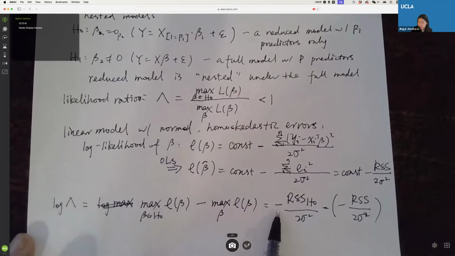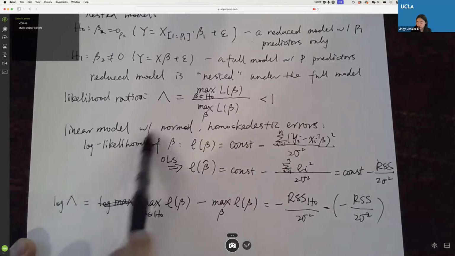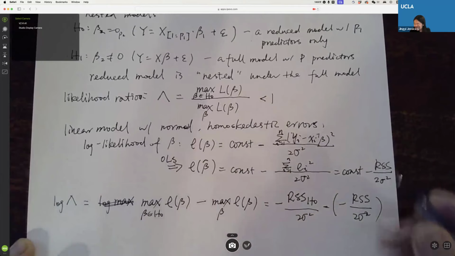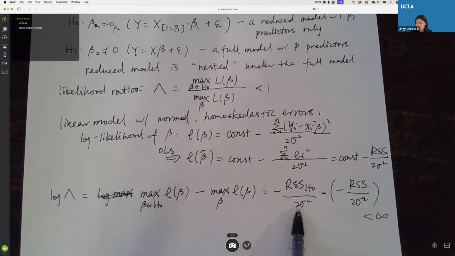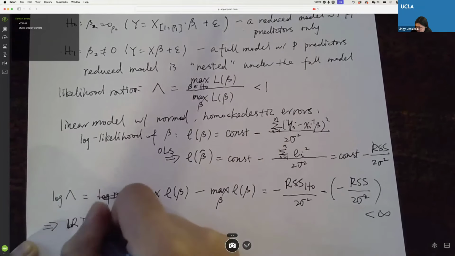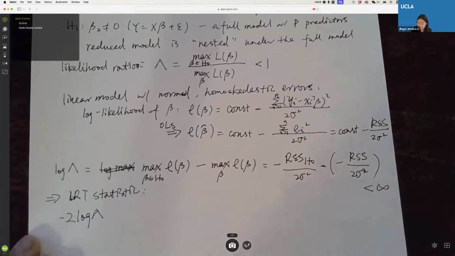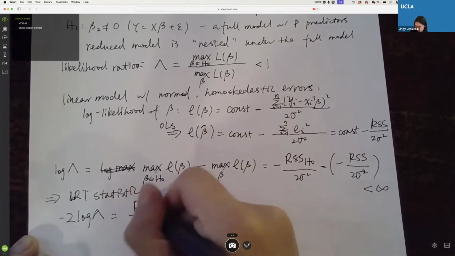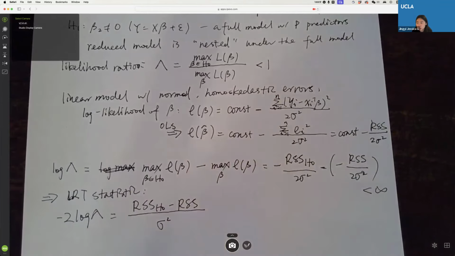Because lambda is less than 1, log lambda would be negative, since the log of a value less than 1 is negative. And we don't like our test statistic to be negative, so we multiply by a negative sign. We also multiply by 2 to get rid of the 2 in the denominator. So the LRT statistic is defined as minus 2 log lambda, and for the linear model that is just RSS under H0 minus RSS, divided by sigma squared. That's the log likelihood ratio test statistic.